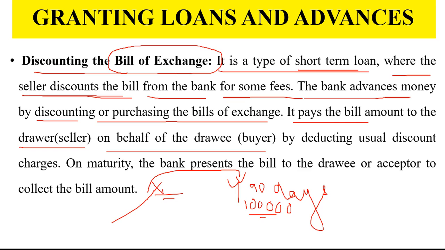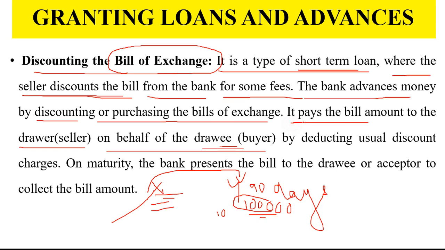So what does the seller do in this case? He goes to the bank with the bill and takes the amount of this 1 lakh rupees from the bank. The bank will charge a commission, for example 10,000 on 1 lakh rupees. So the bank will reduce that money, for example cut 10,000 rupees from 1 lakh rupees, and give the remaining amount to the seller. So the bank will pay the amount on behalf of this buyer.